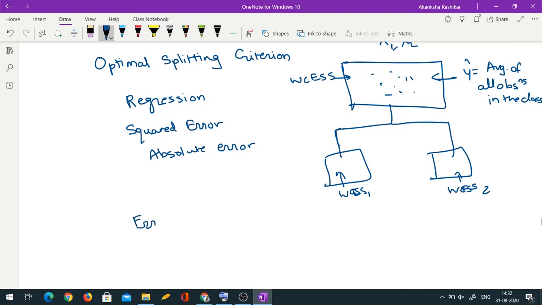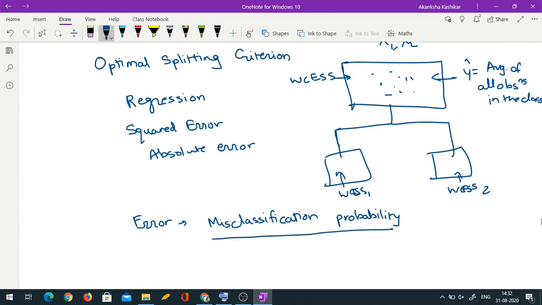How do you measure error in the classification setup? Generally, misclassification probability would be an error. So you measure accuracy or misclassification probability, and that can serve as error. So you would choose that split which minimizes misclassification probability. Of course, this is not the only criterion. There are some other criteria as well. We would study them one by one, in detail.